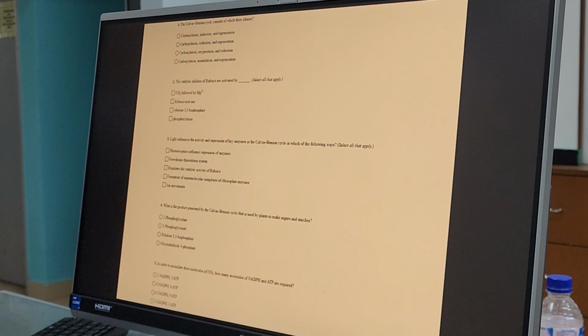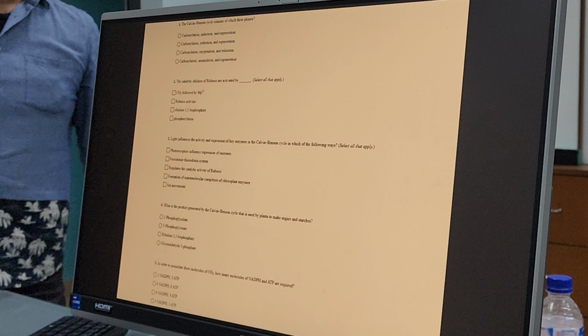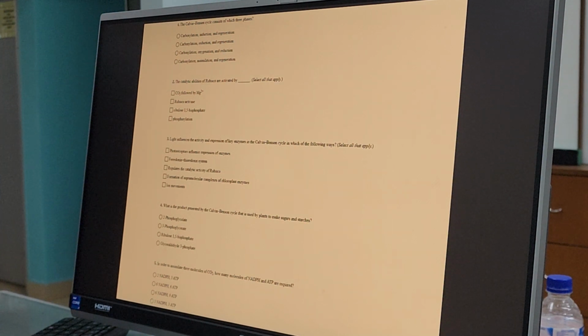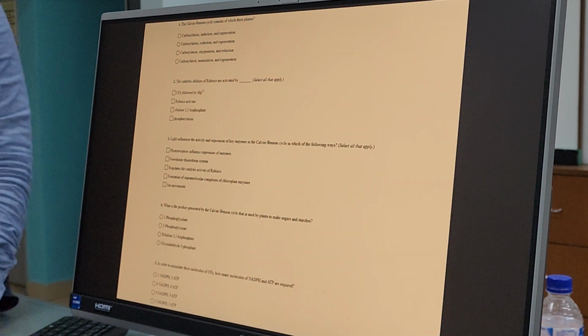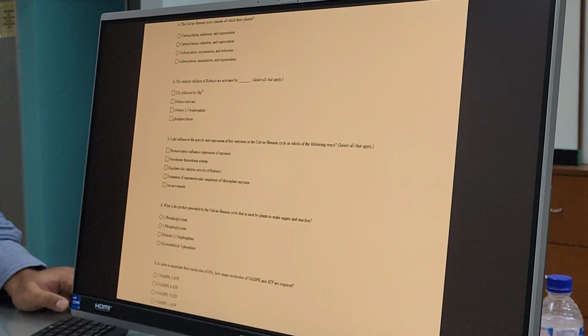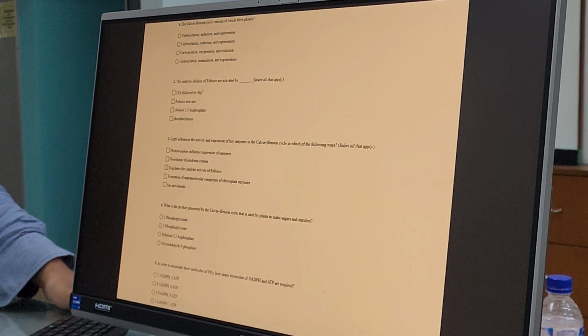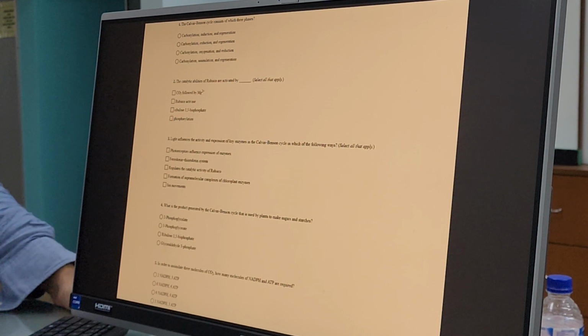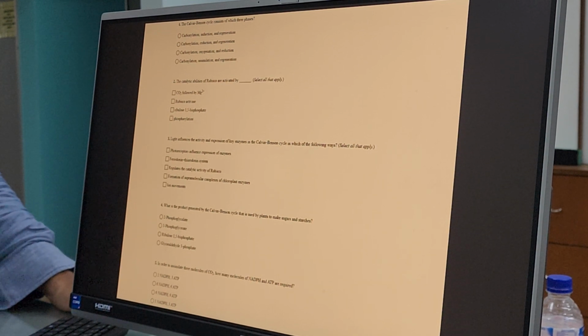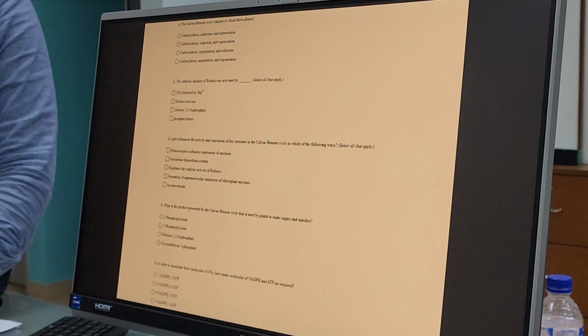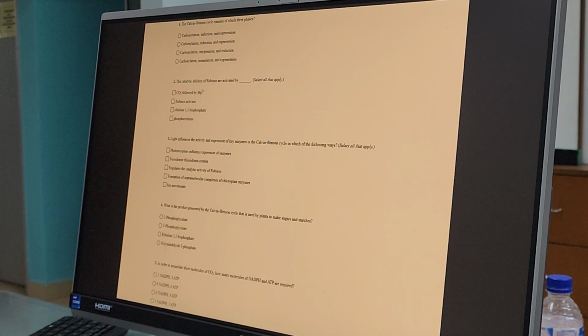Number 5. In order to assimilate a CO2 molecule, how many ATP molecules are required? Really? Why? Okay, so you got it right. Okay. So that's about it for the Calvin cycle.